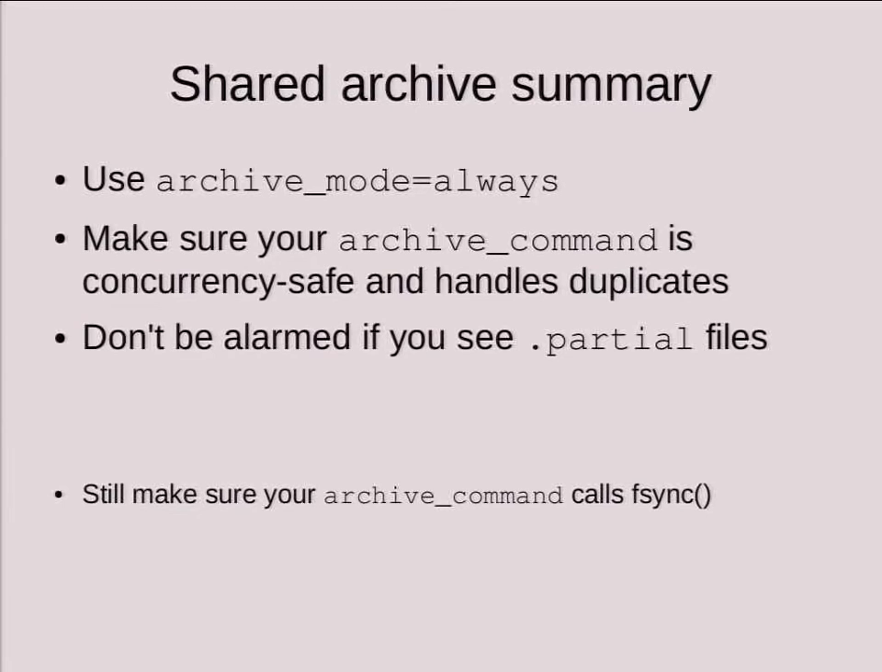I guess the other side of that question is, why do you want to use a shared archive and why not always use a non-shared archive? Well, obviously, a shared archive uses less space, for starters. So again, one way to do this is to set archive mode to always and then accept the fact that everything gets archived twice. But then if you care about the disk space, you might want to have a background process or a cron job or something that merges all the identical files.